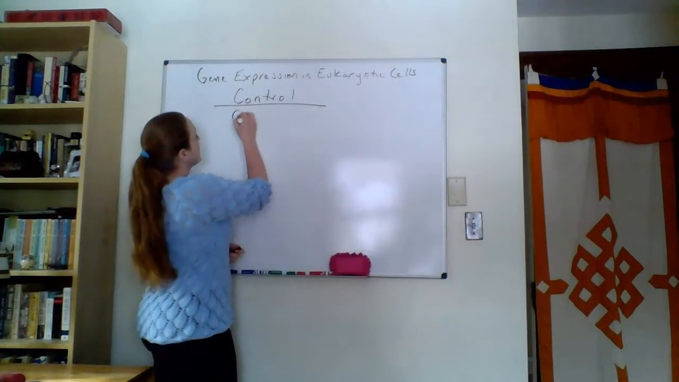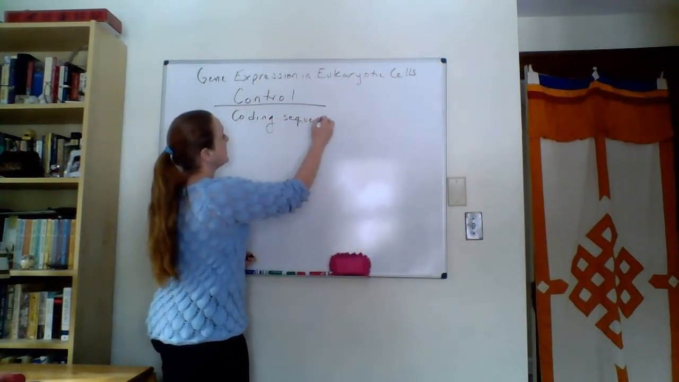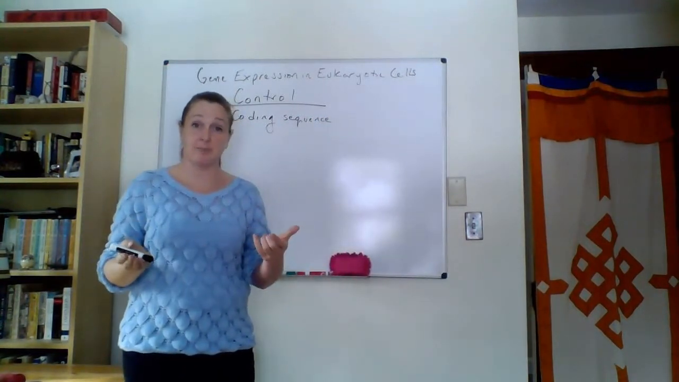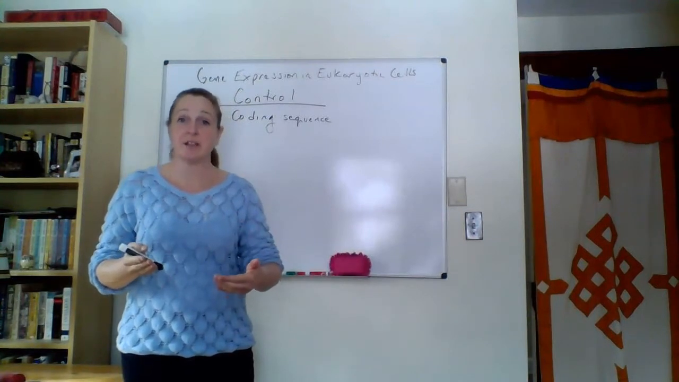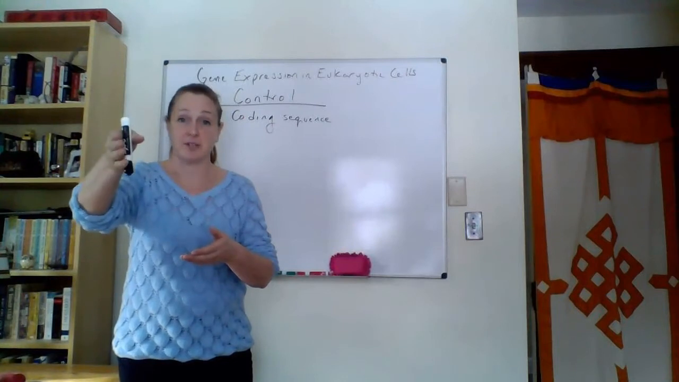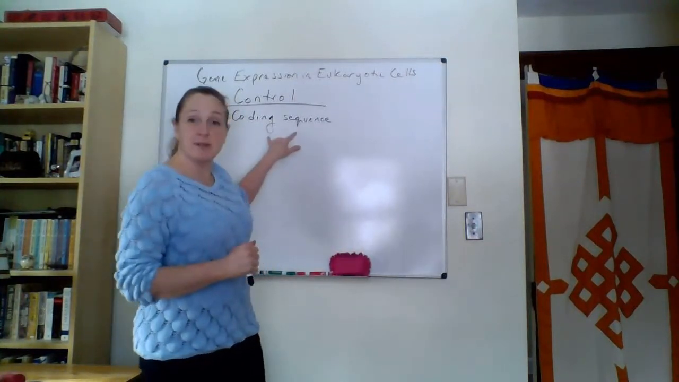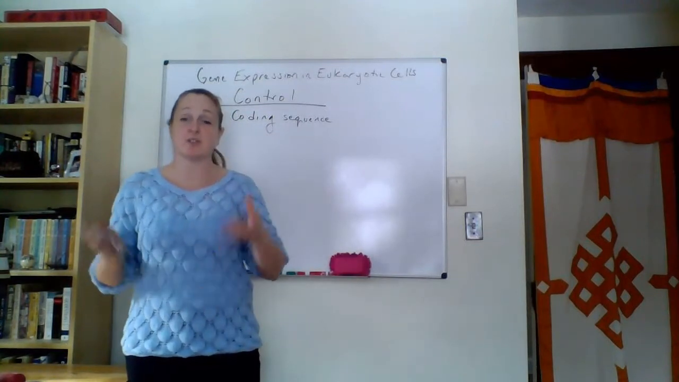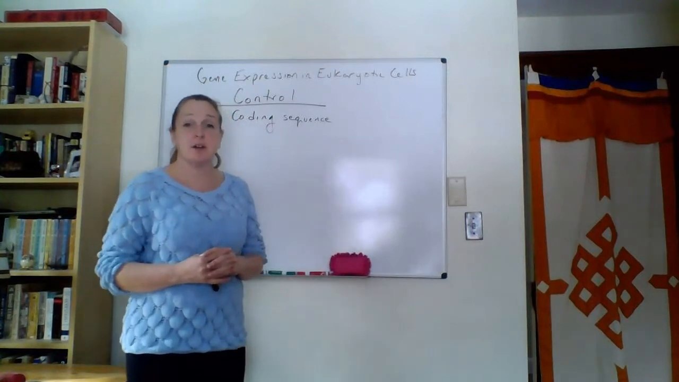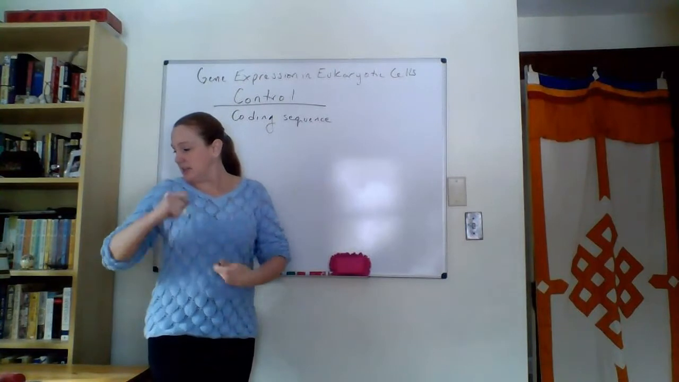So the first thing that we define is the coding sequence. This is going to be the part of the DNA molecule that RNA polymerase reads. It's going to use that to make the messenger RNA that makes the protein. That's why it's called a coding sequence. It's going to tell the ribosome which amino acid monomers to bring in to make that protein. The other parts of our DNA will be something called the promoter.